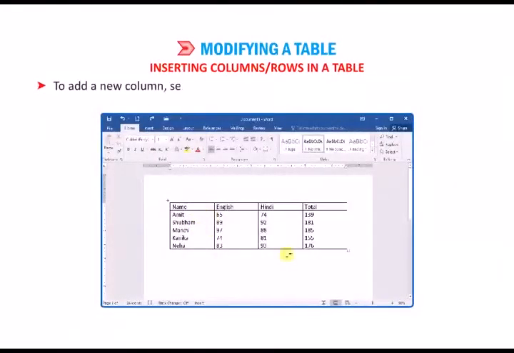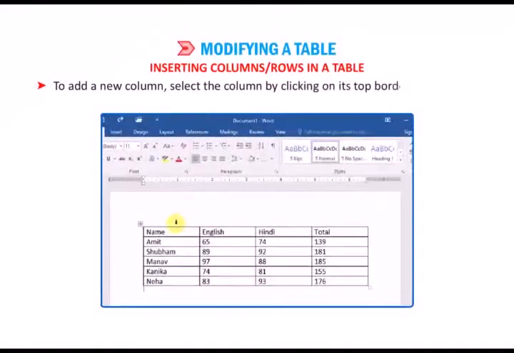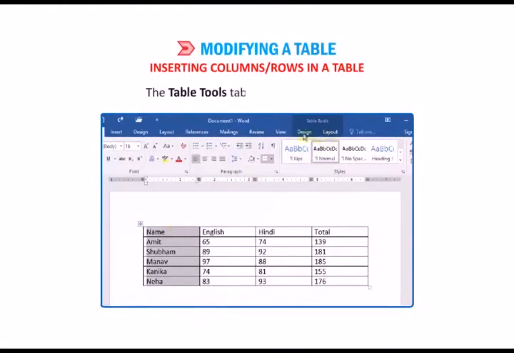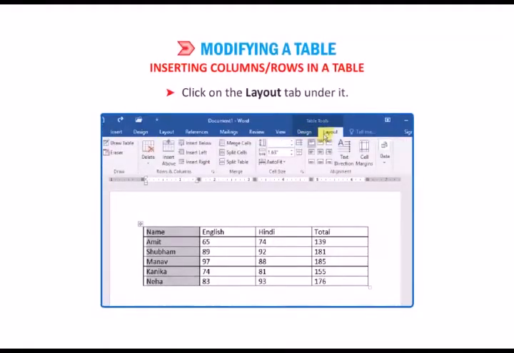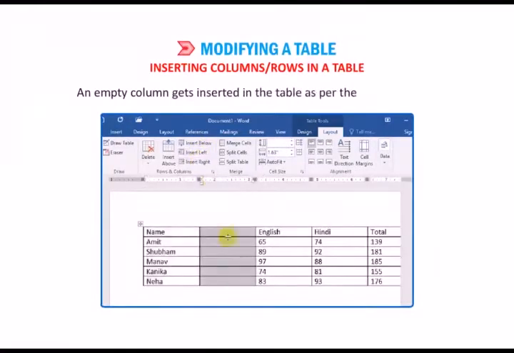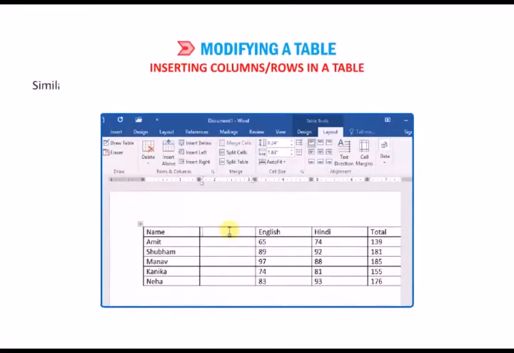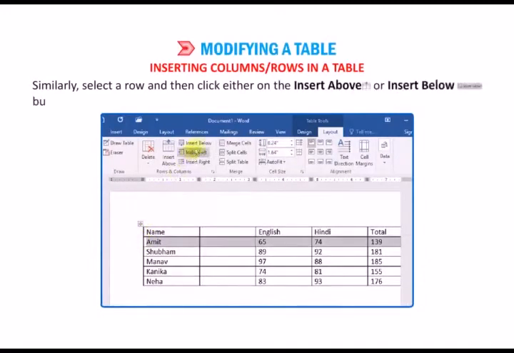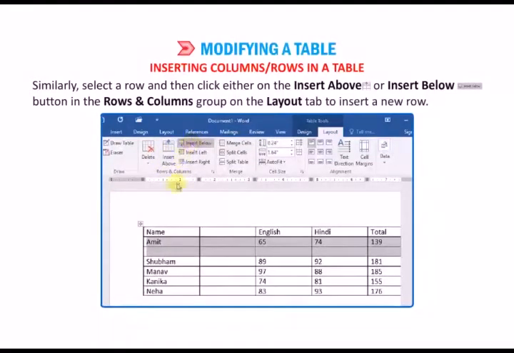To add a new column, select the column by clicking on its top border, adjacent to which you want to insert a new column. The Table Tools tab appears on the ribbon. Click on the Layout tab under it. Select either the Insert Left or Insert Right button in the Rows and Columns group. An empty column gets inserted in the table as per the chosen option. Similarly, select a row and then click either on the Insert Above or Insert Below button in the Rows and Columns group on the Layout tab to insert a new row.